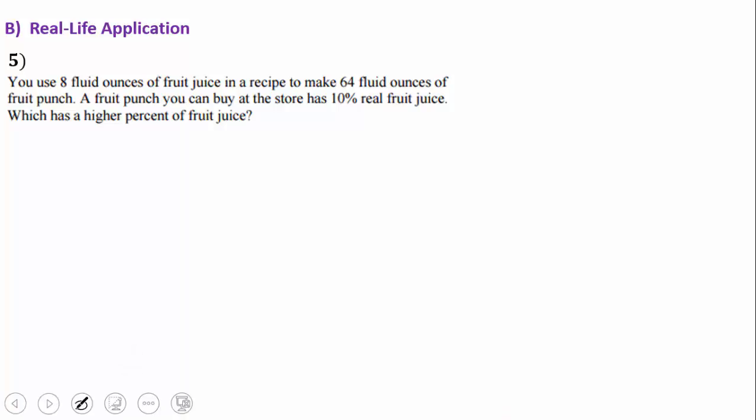Welcome to video number 2 on comparing and ordering fractions, decimals, and percents. And in video 2, we're going to talk real life application.